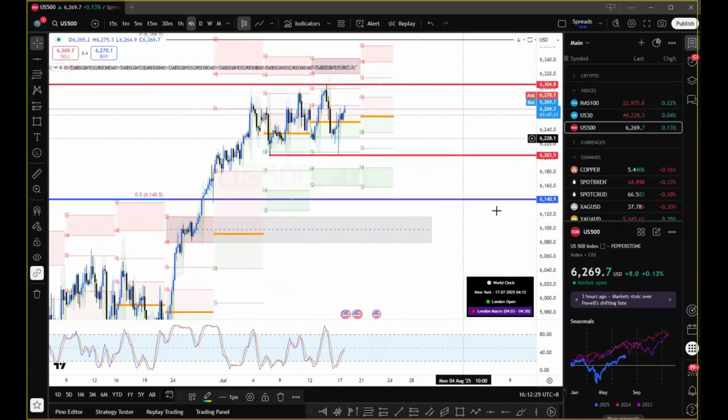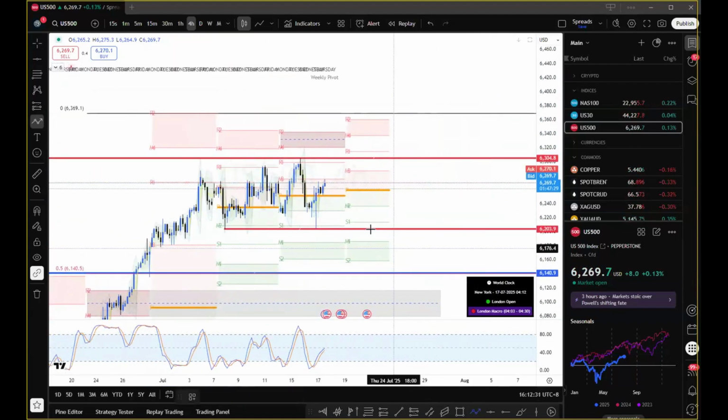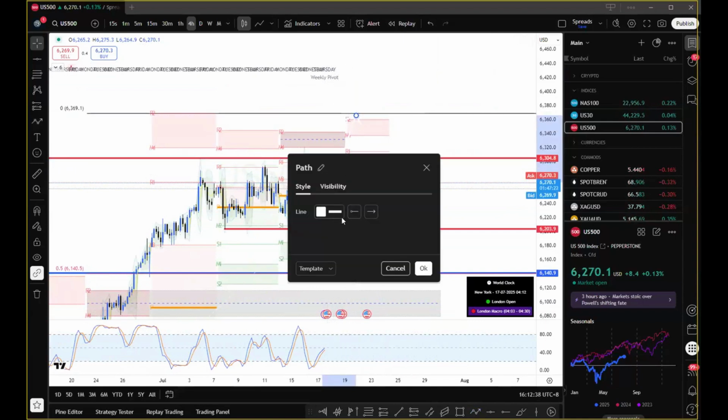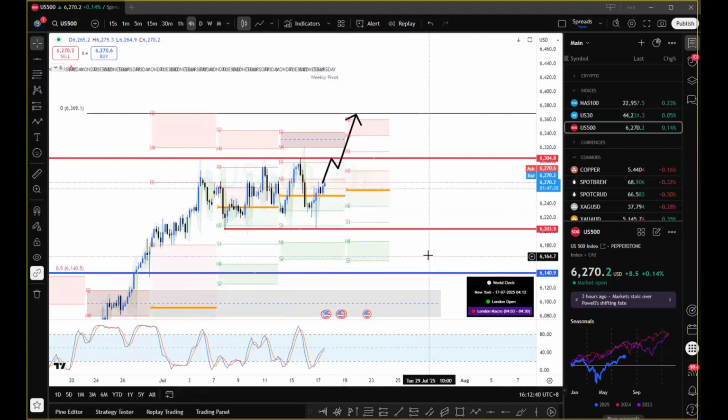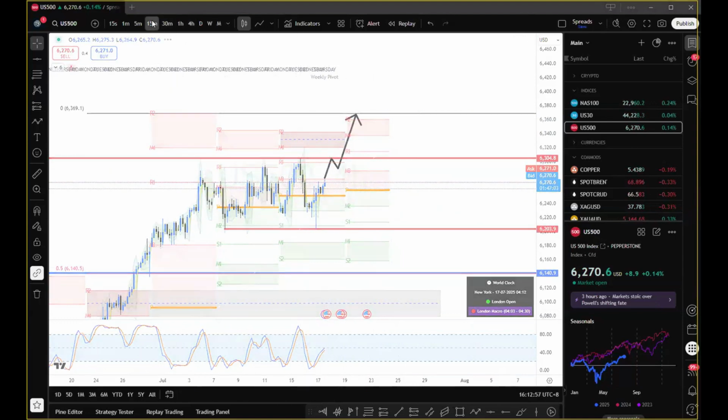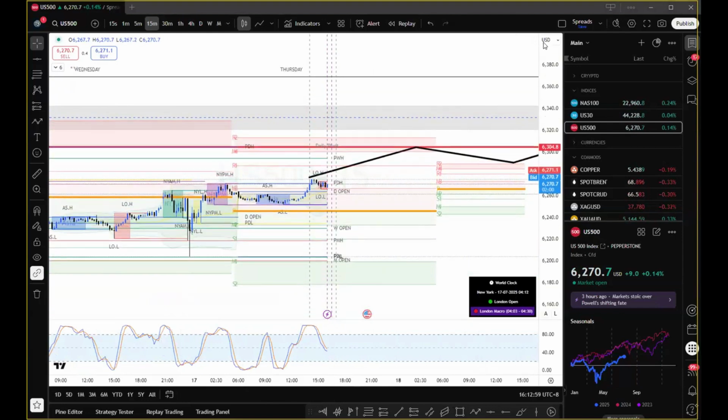Okay, so ideally we are going to see some really bullish move first to the upside and then hopefully all the way up here. Cool. So this is the plan. You'll see a similar plan for your US30 and NASDAQ 100 as well.